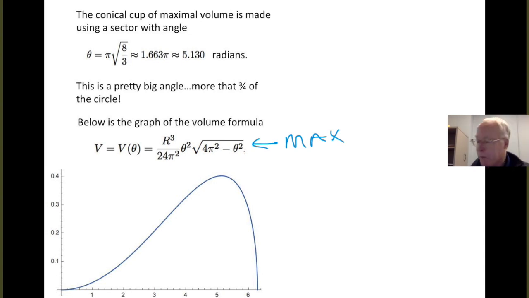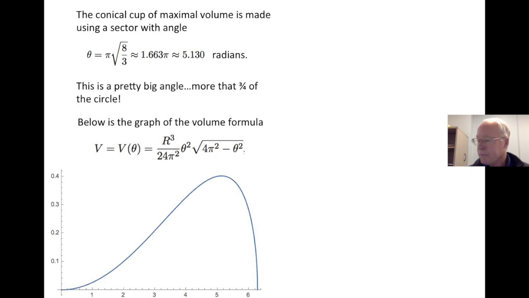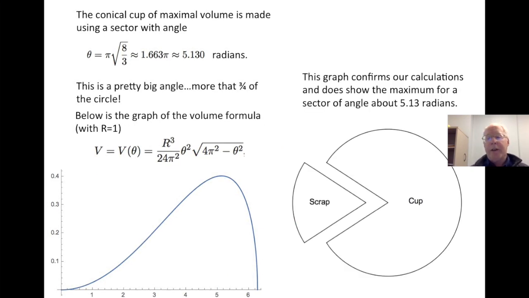And if we put r equal 1, we see that the maximum does seem to occur about here, a little bit bigger than 5 radians like we thought, and the maximum value up here, pretty close to 4/10, maybe a little bit bigger. So this graph kind of confirms our calculations and shows that for the maximum, we want a sector of about 5.13 radians, which seems pretty big. So this is what the cut would look like.